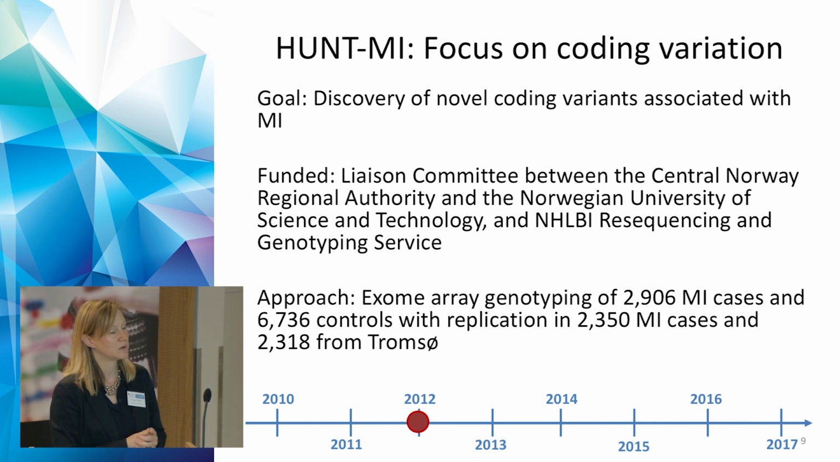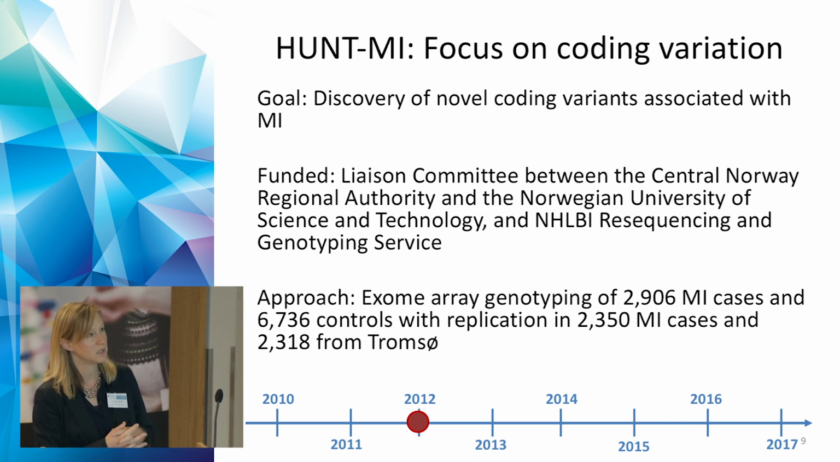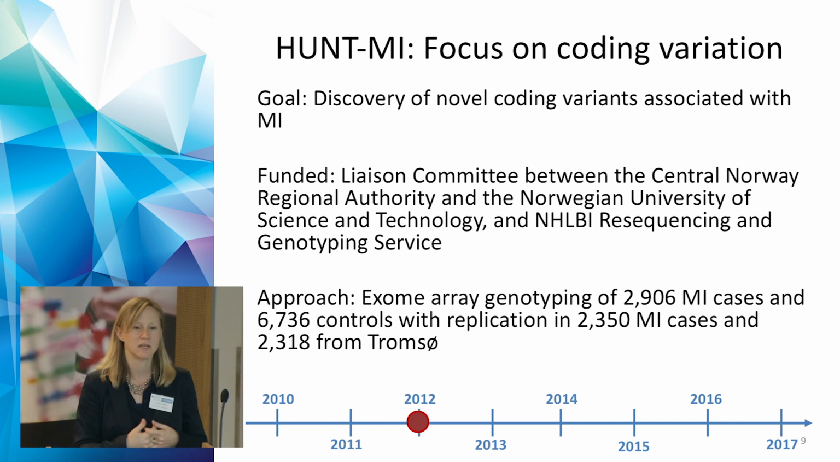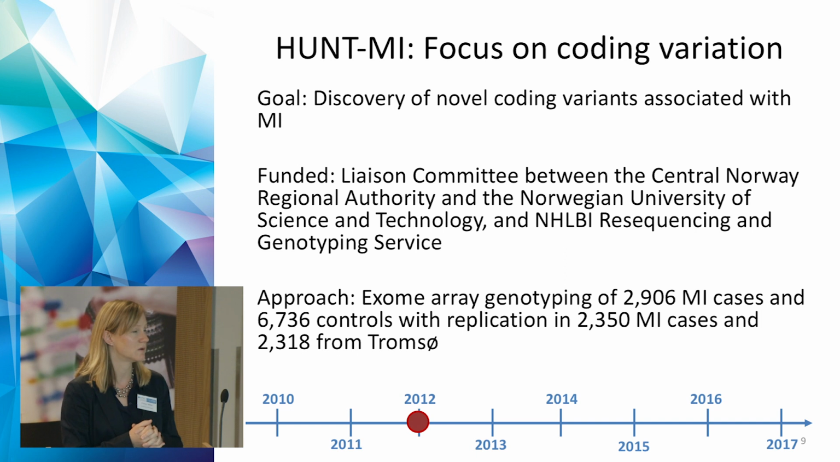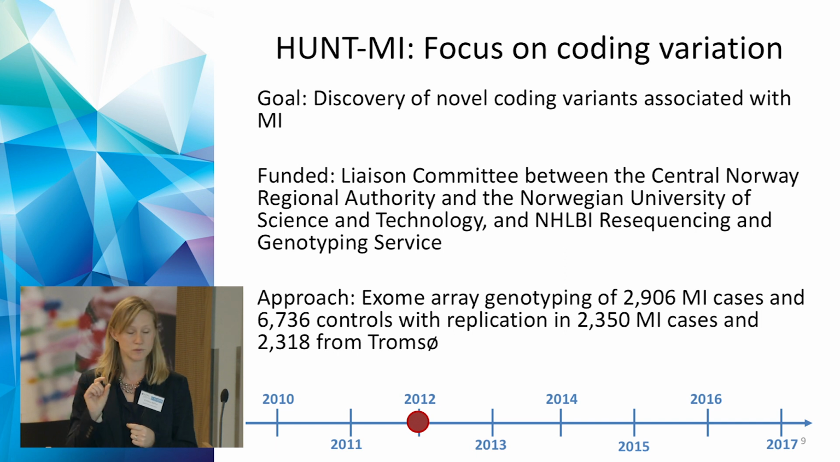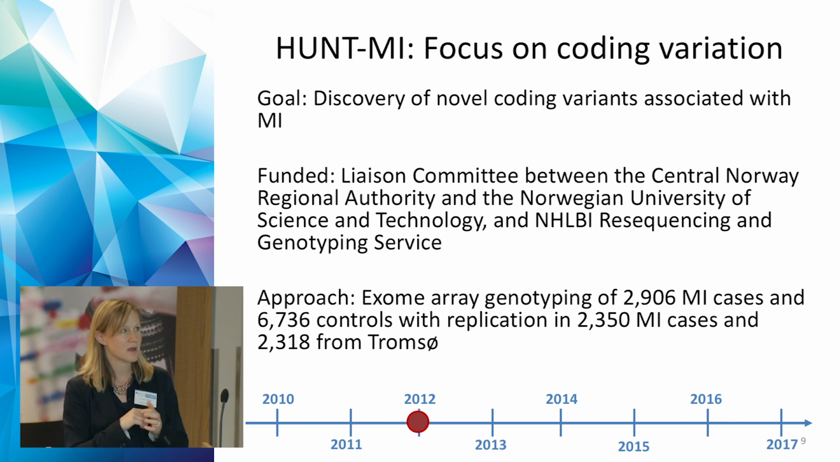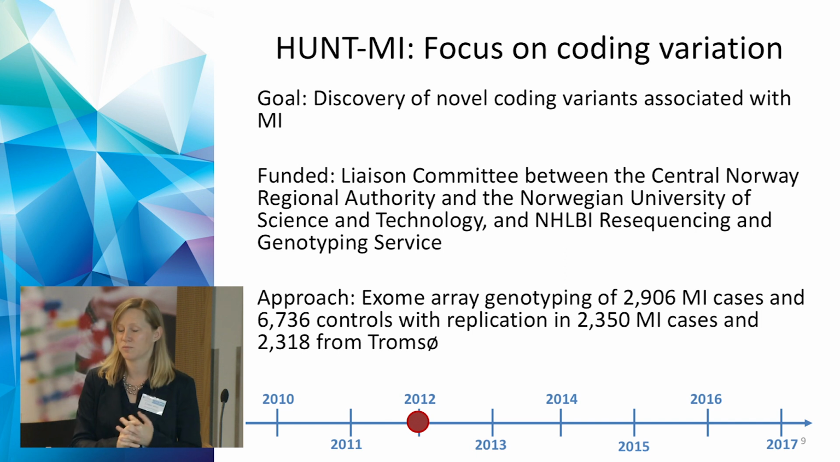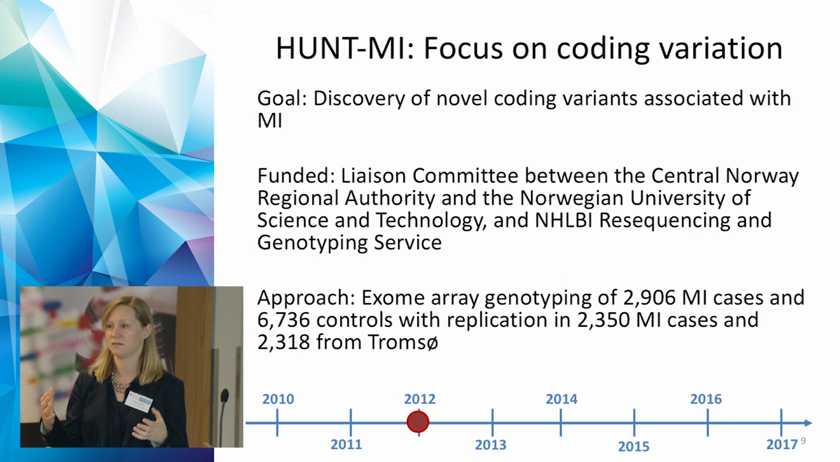We developed proposals, two of which were funded: one by the liaison committee of the Central Norway Regional Authority, and also an NHLBI, the National Heart, Lung, and Blood Institute in the United States, resequencing and genotyping service. Between those two funding sources, we ended up with a chip-based approach where we annotated about 200,000 variants, most of which impact proteins directly, in about 10,000 samples. 3,000 of those samples were all the independent MI cases out of the HUNT study, as well as matched controls.